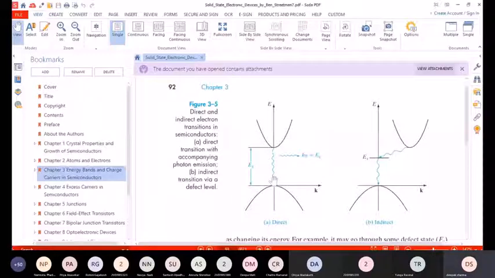And these kinds of materials are such that whenever there is energy loss from the electron, that energy comes out in the form of light, right? This concept we have seen in LEDs also, that direct band gap semiconductors are used to manufacture LEDs.